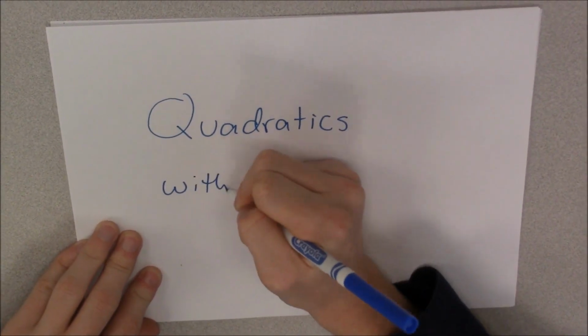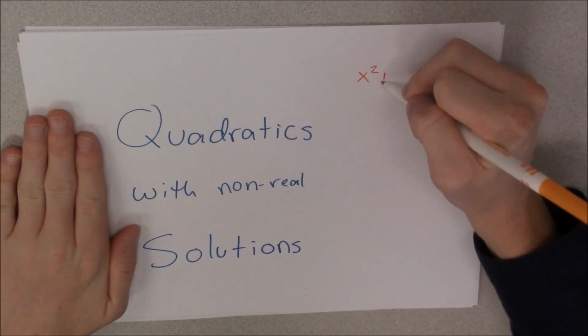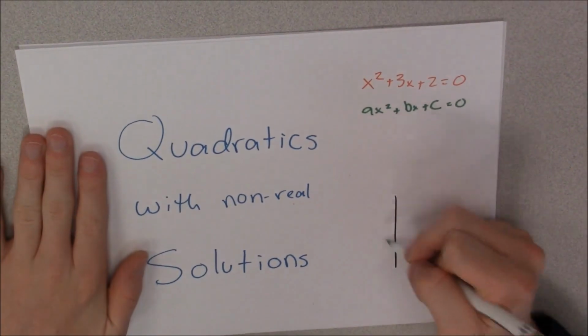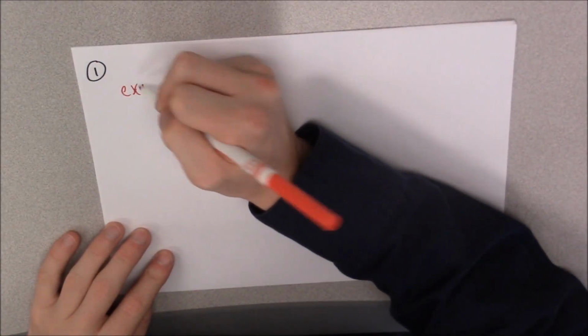Hey guys, today we're going to be talking about quadratics with non-real solutions, and in order to do so we're going to have to use the formula for this, and that would be ax squared plus bx plus c equals 0, and the graph is going to look somewhat like that.